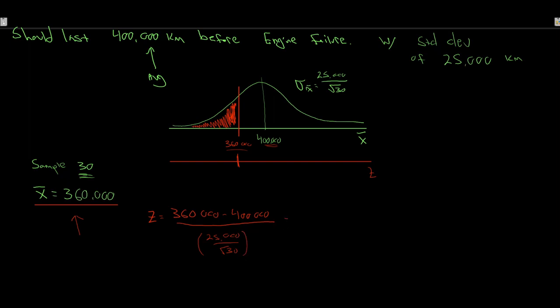Okay, so up in the top, that's 40,000. In the denominator there, what do I have? I have 25,000 divided by the root of 30. That's going to give me something like 4,564.6435. So, okay, 40,000 divided by our answer. That gives us a Z statistic of 8.76.